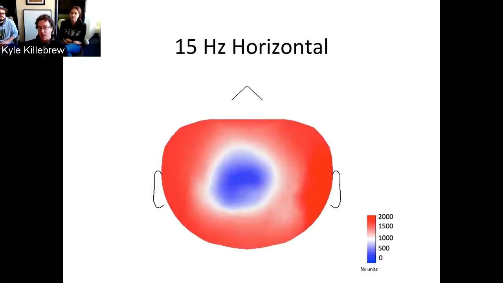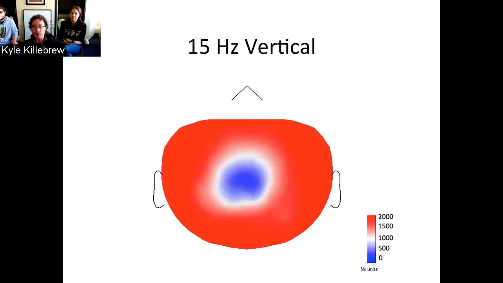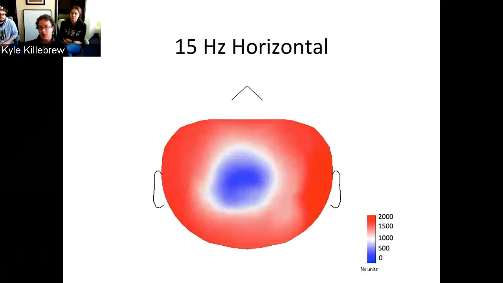But in general, what we see is a very, very strong frequency tag at 15 hertz, and there is some distribution across the electrodes when it's horizontal. Now when we look at the vertical, again, you see this donut-shaped pattern. But what I'm going to do is toggle between the two, and what you see is they're not exactly the same. That's really the key take-home message.